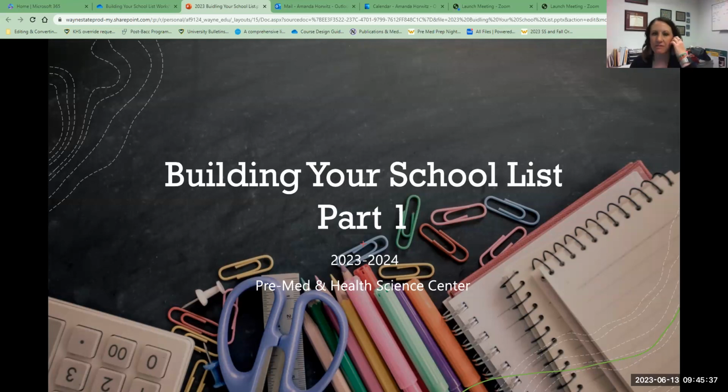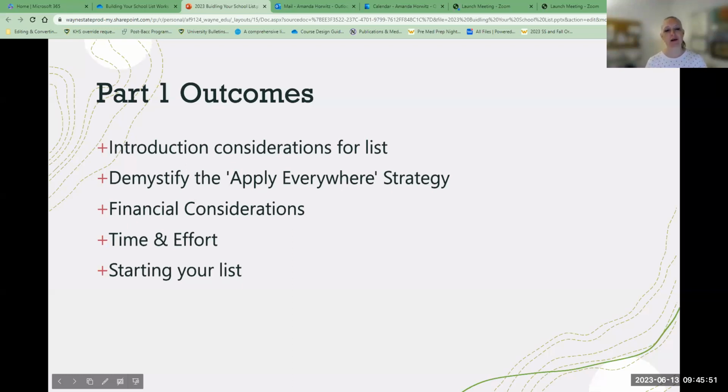We have taken this workshop and divided it into 3 parts so that students who are working through the process of deciding which schools they should be applying to can approach this process in 3 sections. This is part 1. In this section, we're going to talk about the introduction to this process. We are going to demystify the Apply Everywhere strategy, and we're going to break down the reasons behind why we recommend following a more targeted path. And that includes things like financial considerations, the time and effort you have to devote to this project. And then at the end of today, we'll give you some tips for getting the list making process started.